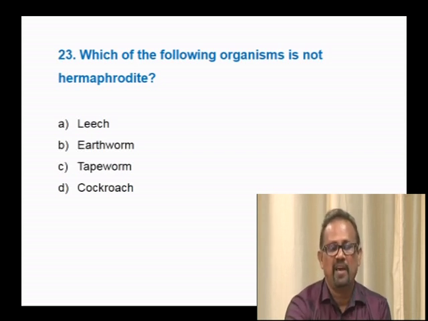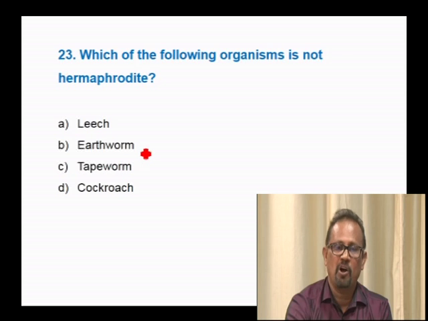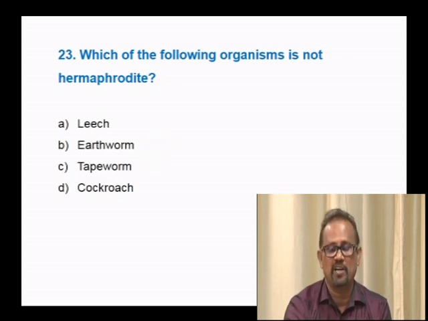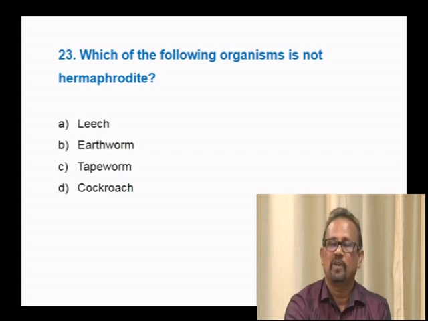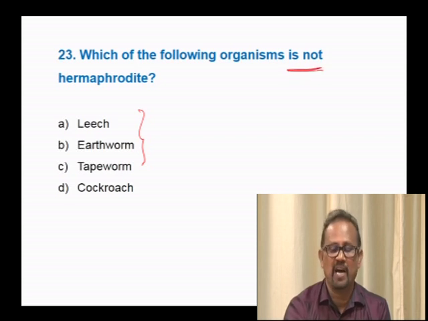See, leech is an organism which is hermaphrodite, having both male and female structures. Earthworm is also hermaphrodite, which has both male and female structures, and can show only cross-fertilization but not self-fertilization. Tapeworm is a parasite in the intestine, which also has both testes and ovaries. Therefore, all these three are hermaphrodite. But the question says, is not a hermaphrodite. So, cockroach is not a hermaphrodite.